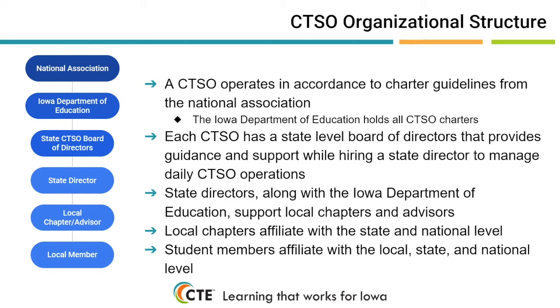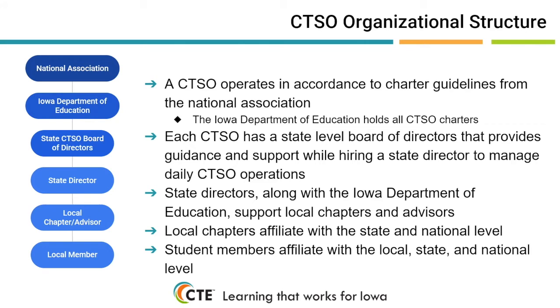Each CTSO then has a state level board of directors that is the fiduciary and strategy leg of the CTSO. That state board of directors, while setting strategy, will also hire a state director or an executive director to manage the daily operations of the association. That state director works directly with consultants at the Iowa Department of Education to ensure that we are supporting our local chapters and our advisors. That state director is also responsible for ensuring that local chapters affiliate at the state and national level.